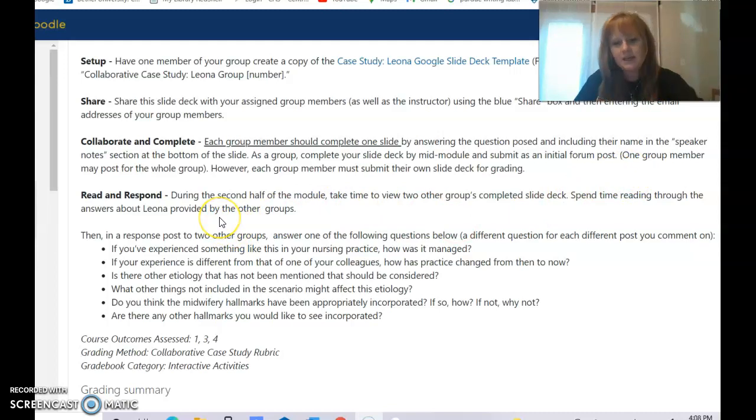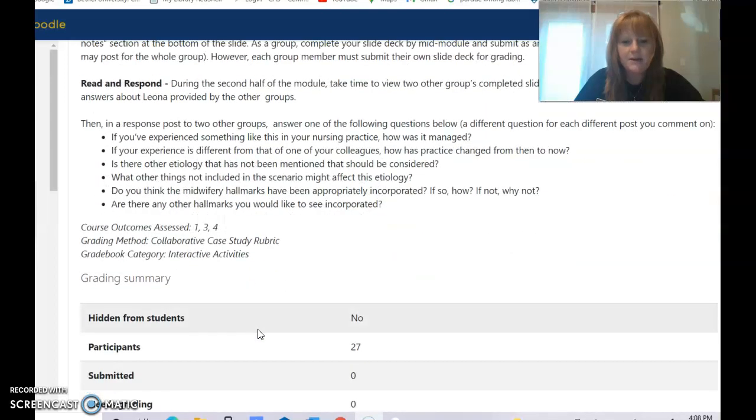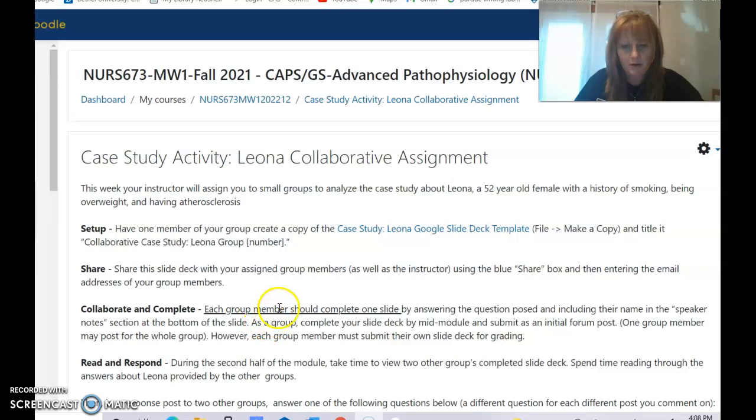During the second half of the week, you're going to go through and look at 2 other groups' slide decks. Read through those, and then answer some of these questions. You'll respond to the posts of 2 other groups and answer one of the following questions. Maybe for group A you'll pick the first question, and for group B you'll pick the last question. Just make sure you're picking different questions for each one. So that's how that assignment will go.